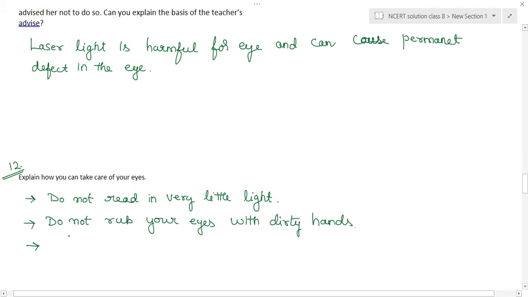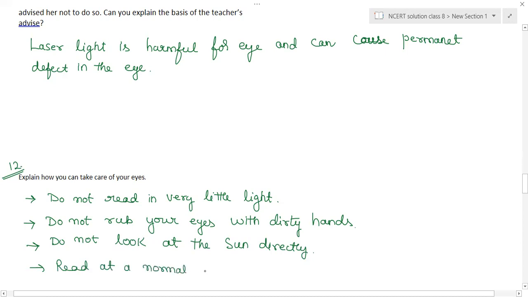You should not look at the sun directly. Do not look at the sun directly. Read at a normal distance. Not too close, not too far.